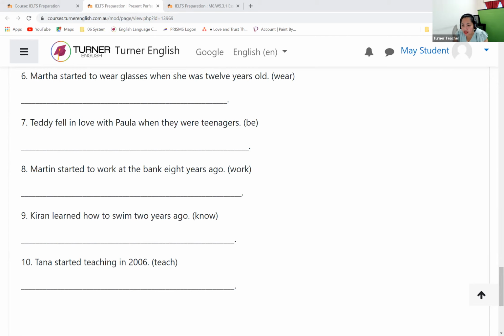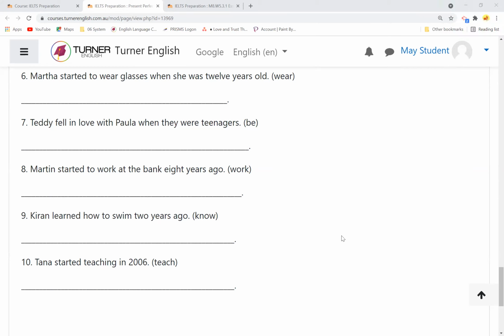Yeah. Tina has started teaching since 2006. Martin has worked at the bank. Teddy has been in love. Yeah. Kieran has known swimming. Yeah. Kieran has learned how to swim. No, we use since at the beginning of time, not for the duration of time. So you can say since 2020, since 2019. Okay? So since has got to be the beginning of time, and for is for the duration of time.